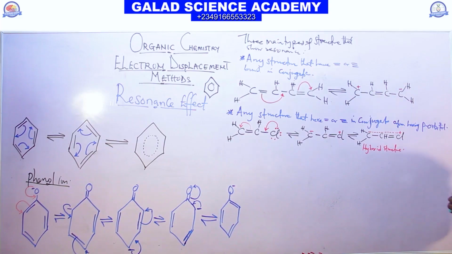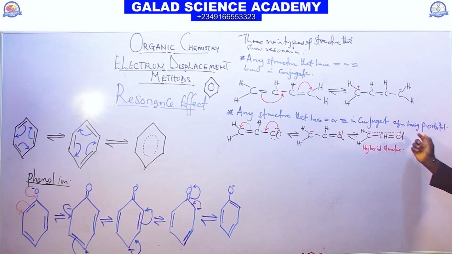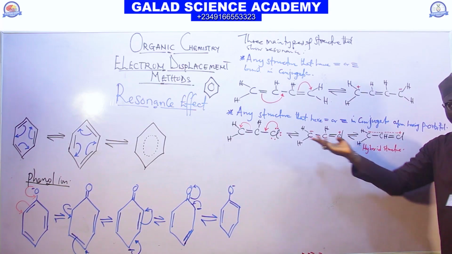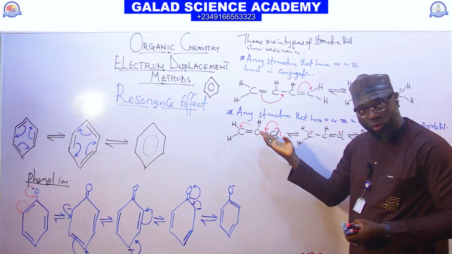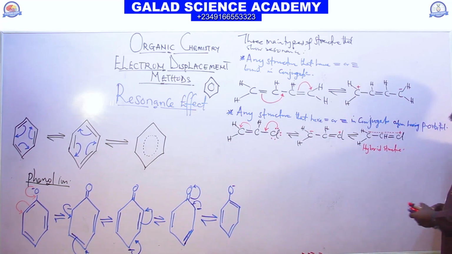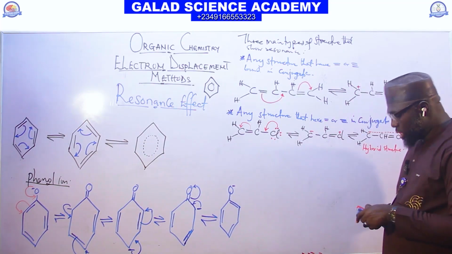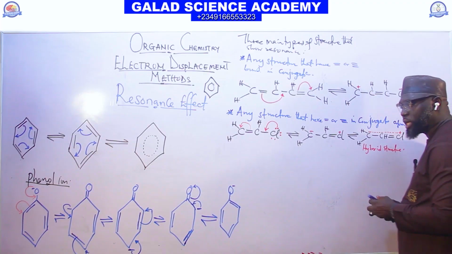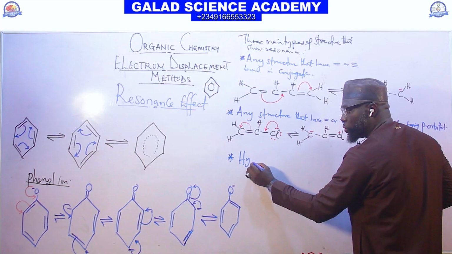So that is what I want to do for this kind of structure. Any structure having a p orbital, maybe fluorine, maybe bromine, maybe iodine, that atom attached to a hydrocarbon can also undergo resonance.